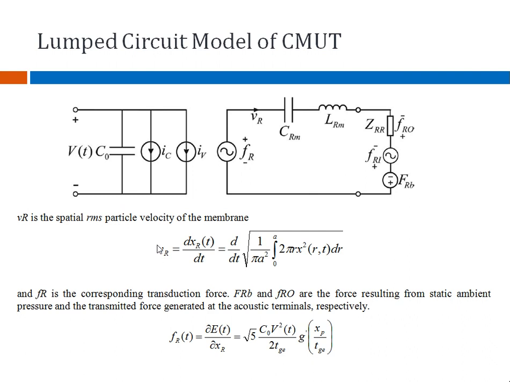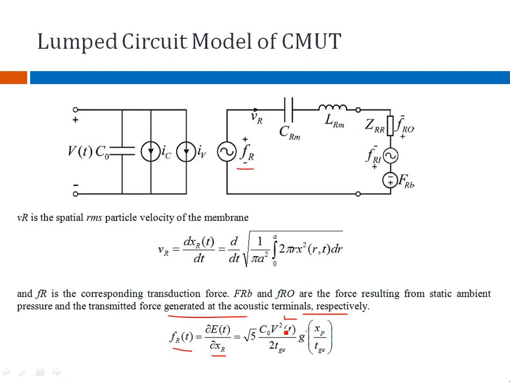FR is the corresponding transduction force, with FRB and FRO being the forces resulting from static pressure and the transmitted force generated at the acoustic terminal. You can see the transduction force, which is obtained from the energy in the concentric ring, one over two CV squared, is proportional to the force. This transduction force is proportional to the square of the voltage. That means you have an inherent non-linearity in the transduction force. The force is proportional to the square of the voltage.